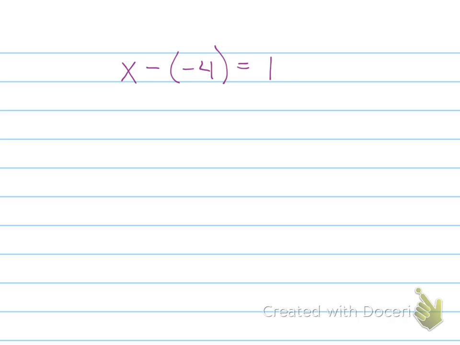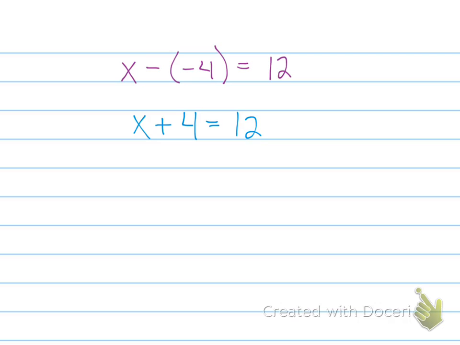Who's going to get this one right? This is a challenge. All right. X minus negative 4 equals 12. What do you do with a double negative? Don't say it out loud. Okay, try to figure it out. All right, so what happens to a double negative? It turns into a positive. Rewrite it: X plus 4 equals 12.